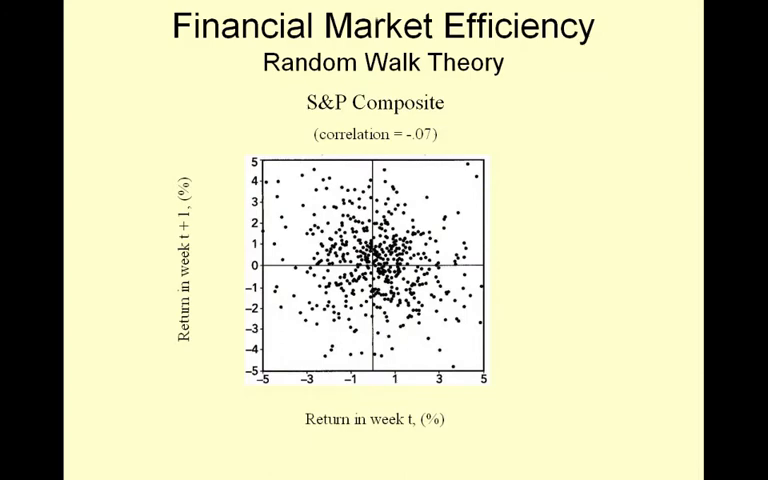Here's the proof of the random walk theory. This is a scatter plot of returns on a portfolio of stocks in week T across the x-axis and week T plus 1 on the y-axis. Note there is very little correlation between returns in one week and returns in the next. So again, in the short run, past performance does not predict future performance.